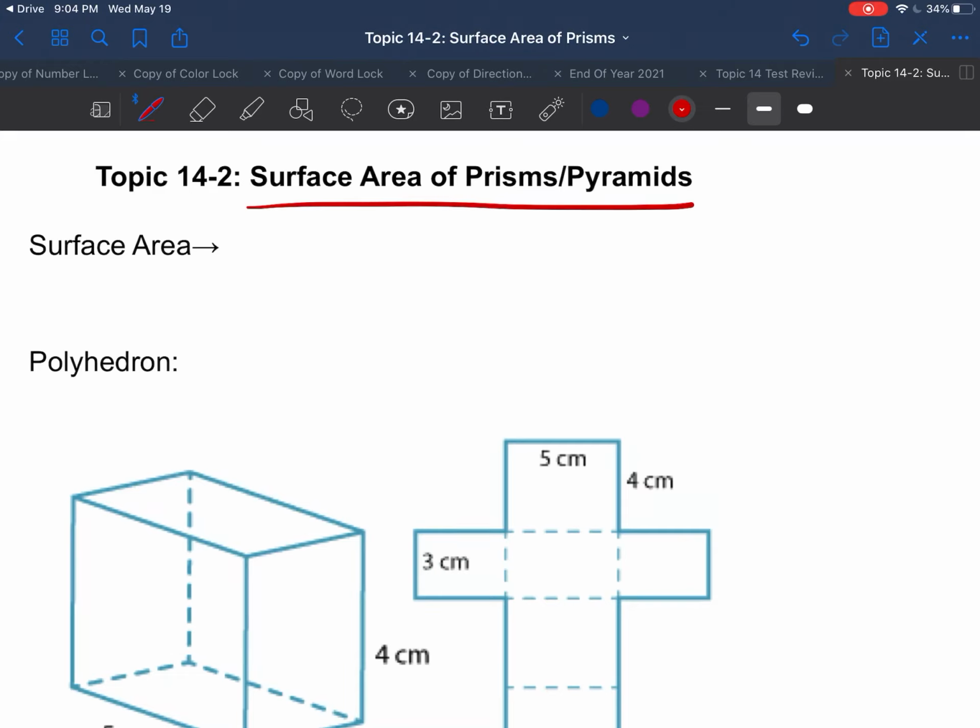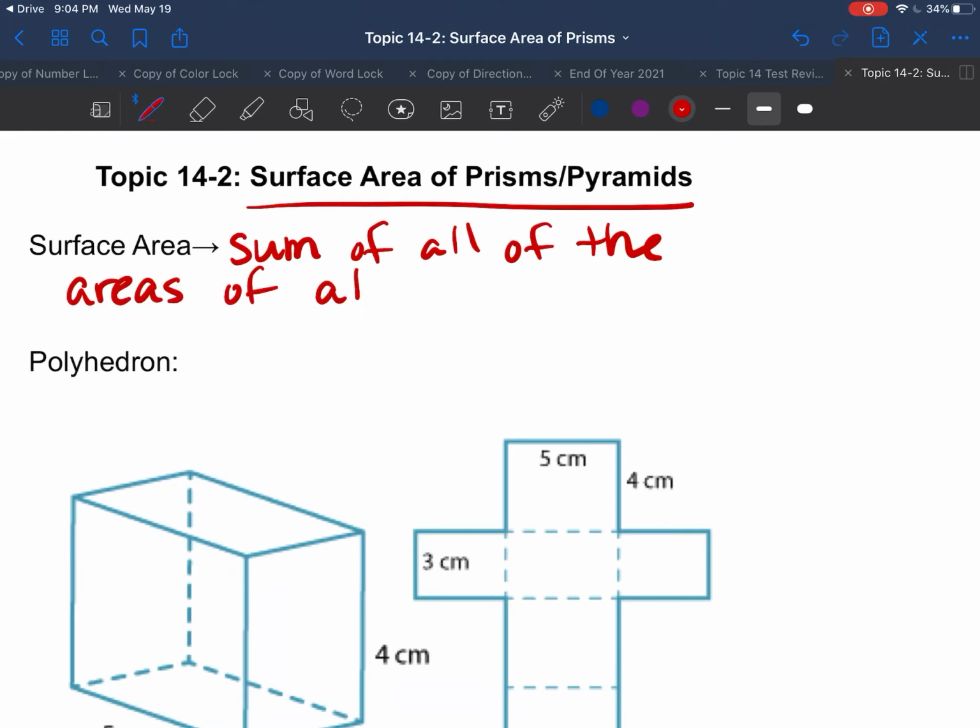Surface area is basically the sum of all of the areas of all the surfaces. So basically, when you think of surface area, I want you to think of like wrapping a present. So knowing what is on the outside of a figure. All right, and basically you just find the area of every single surface, and then you add them together. So let's look at this.